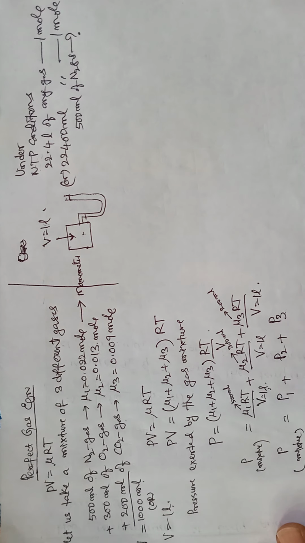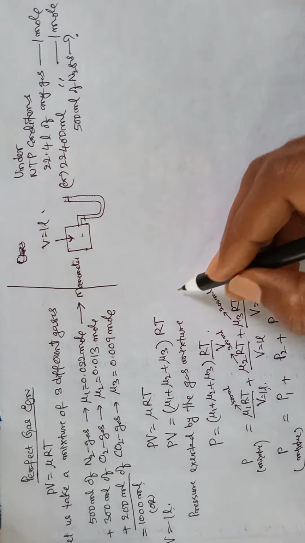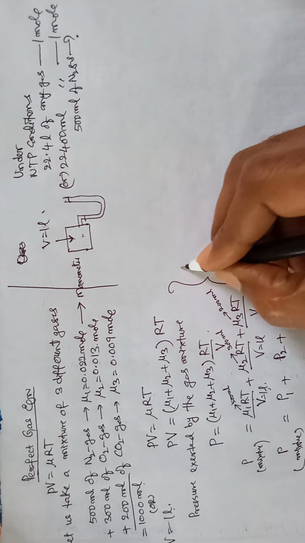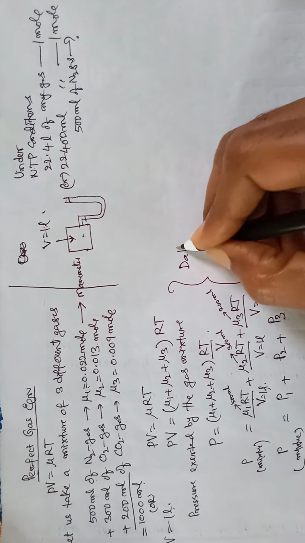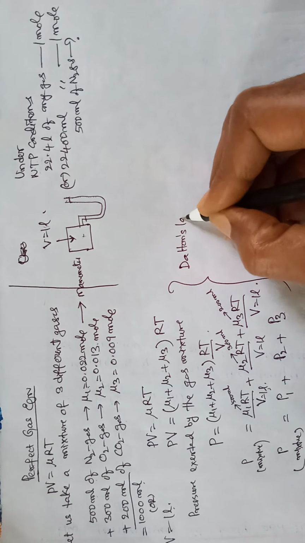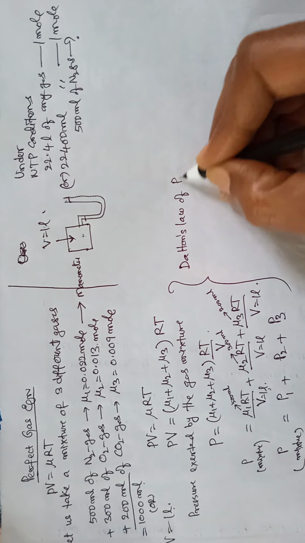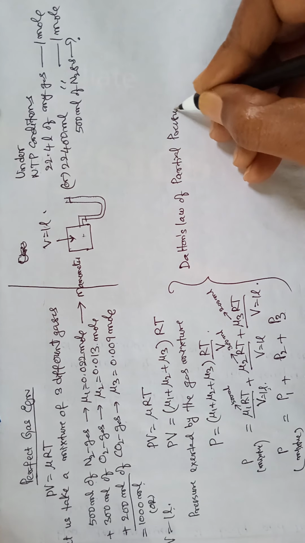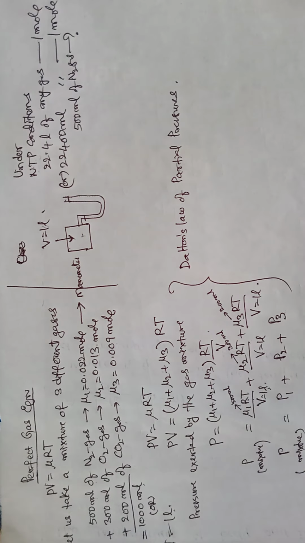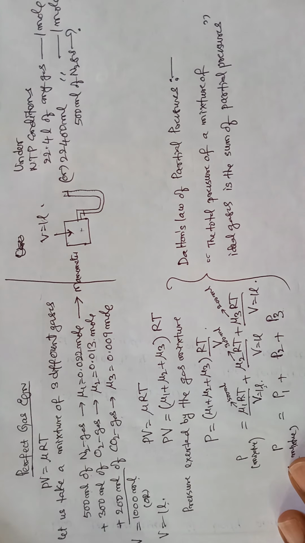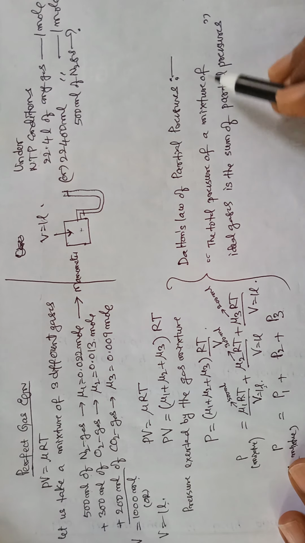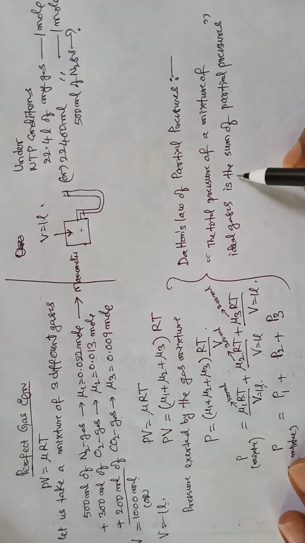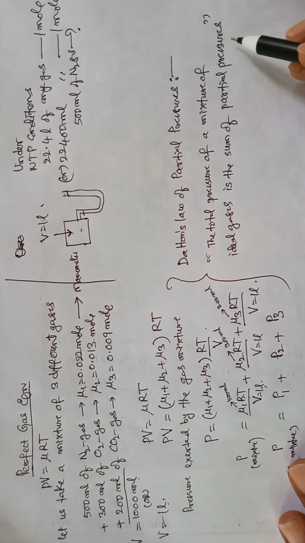Since this was experimentally also verified, this has become a law, and this law was proposed by Dalton. Therefore, it is known as Dalton's law of partial pressures. The statement of the law is: the total pressure of a mixture of ideal gases is the sum of its partial pressures.